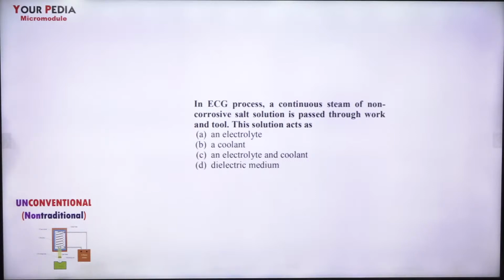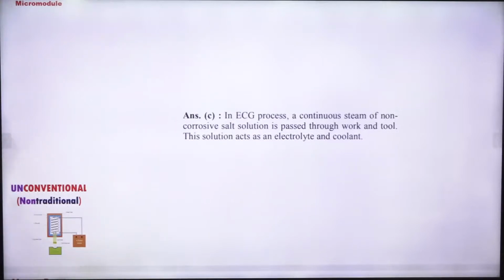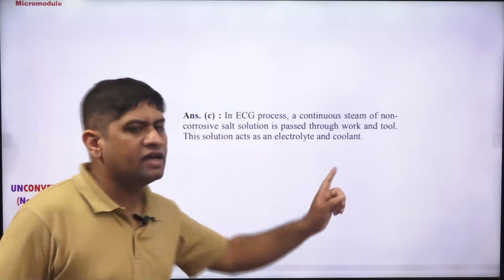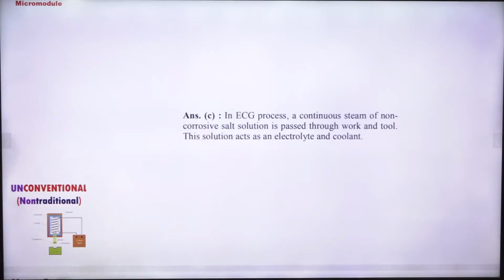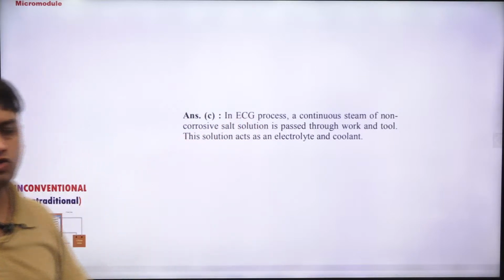Electrochemical grinding process. You should know what the electrochemical grinding process is. So you know what is electrolyte, you know what is coolant. So the answer is electrolyte as well as coolant. Electrolyte is used in electrochemical machining, but in electrochemical grinding it is used as electrolyte and also as coolant. A non-corrosive salt solution is used as coolant and electrolyte.